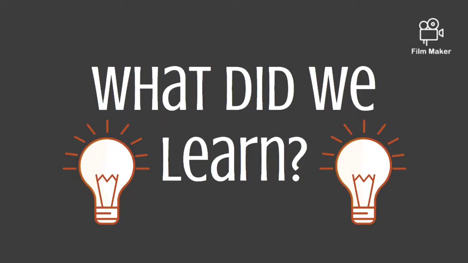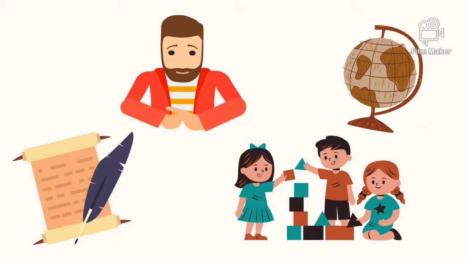So, what did we learn? In this video, we discussed the definition of autism, the history of autism, common characteristics, and its demographics. In the next video, we will discuss the different types of autism and how they fit underneath the ASD umbrella.